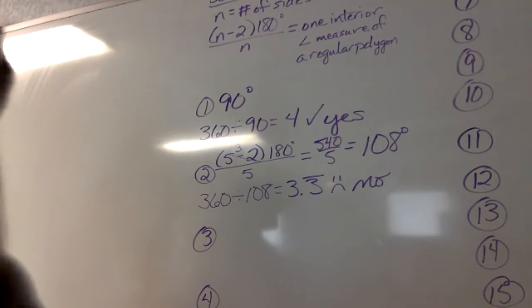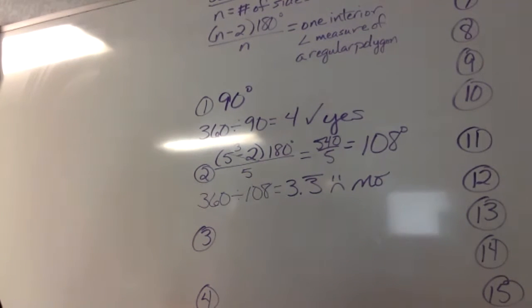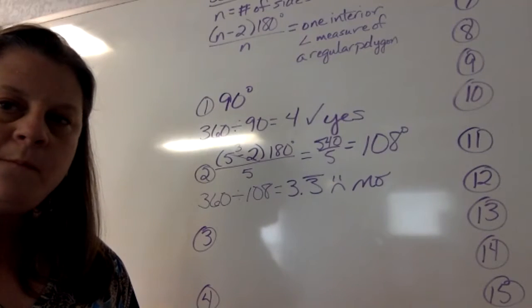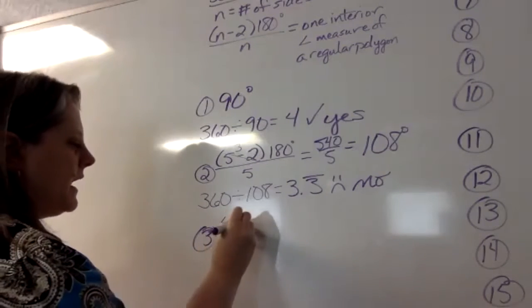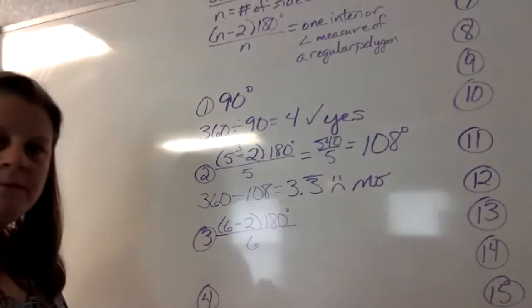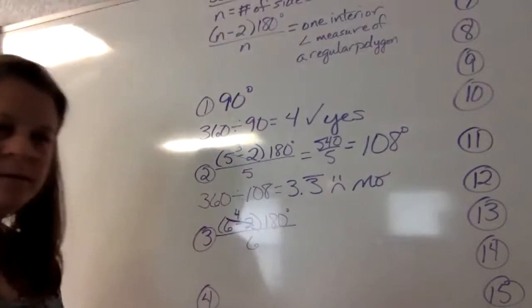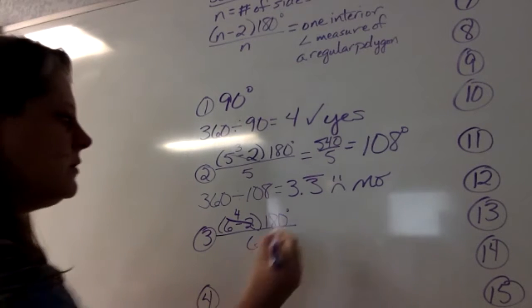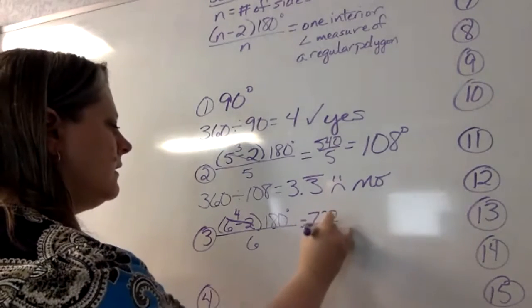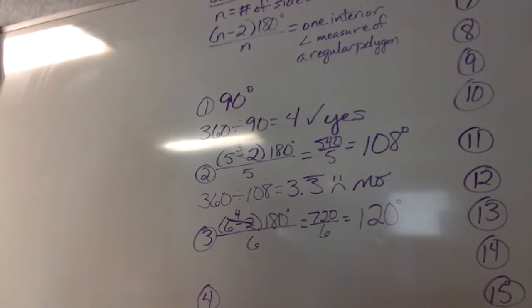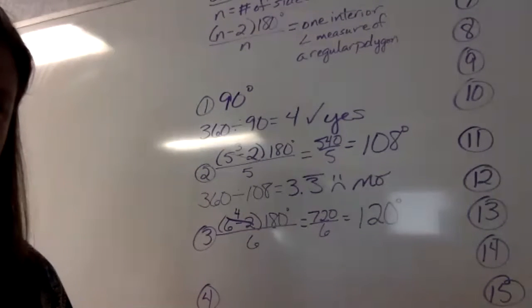Number 3, what shape do they give you in number 3? Hexagon. Hexagon, we said, has how many sides? 6. So I have 6 minus 2 times 180 degrees over 6. 6 minus 2 is 4. So I have 4 times 180, which is 720, divided by 6, which is going to be 120 degrees. So each interior angle of a hexagon is 120 degrees.